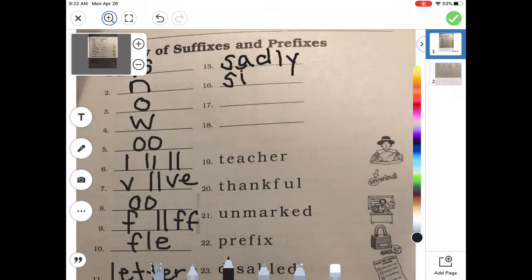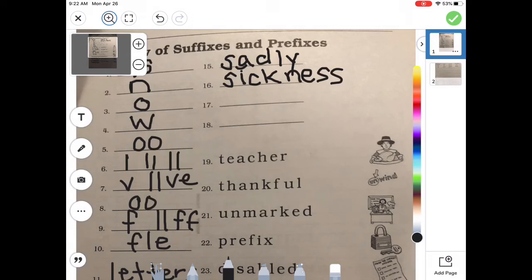Sickness. Sickness, so S, then I. Now, since it's a short I, when I hear the K, I need to use what? CK, that K sound is going to have CK after a short vowel. Sick, and then ness. NESS. Good job.